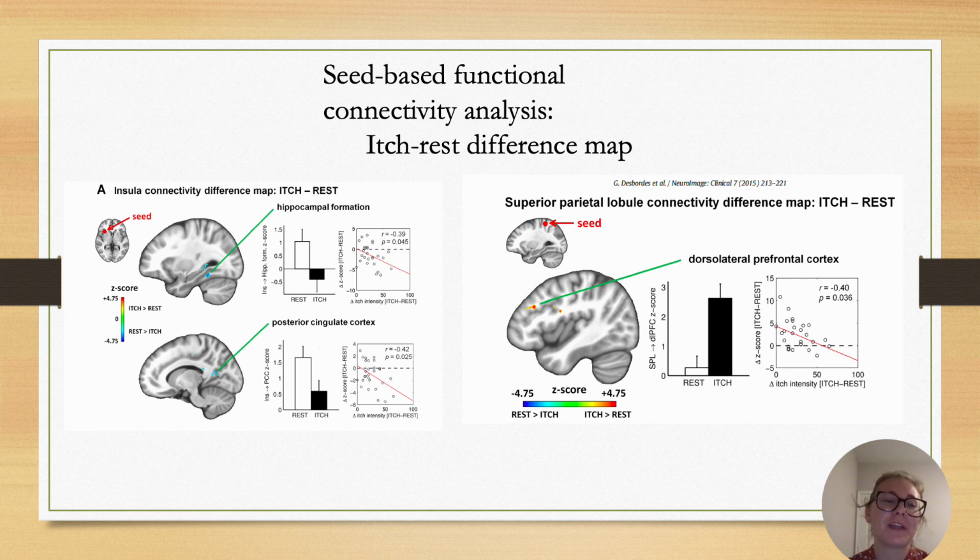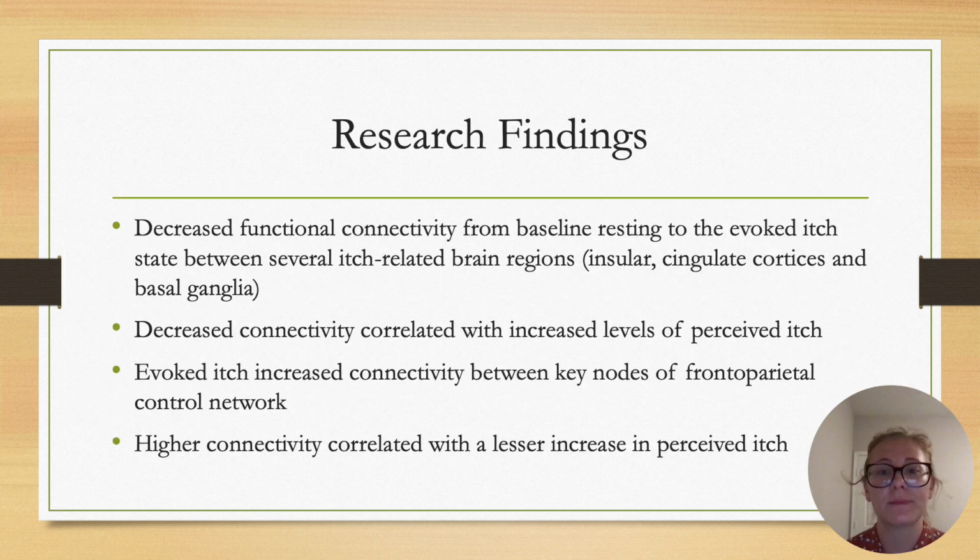So in the image on the left, you can see the hippocampal formation as well as the posterior cingulate cortex are regions of the brain that are at rest because the clusters in those regions are a blue color. Whereas in the image on the right, the dorsolateral prefrontal cortex, you can see the clusters are red, which means it's indication of itch. And we see the difference in connectivity from rest to itch as a function of the seed-based functional connectivity analysis.